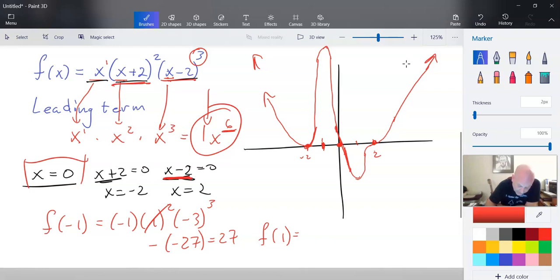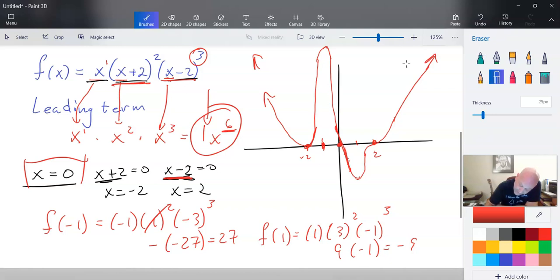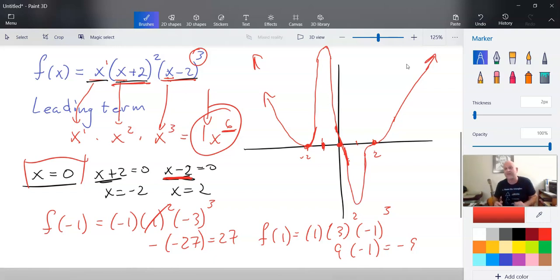No, it's not. Let me work that out. Okay. So it'd be 1 times 3 squared times negative 1 cubed. Okay, so this gives me 9. That one makes it a negative 1, so I get negative 9. So that's actually not nearly as bad as the 27, but we get the idea. This thing will go down to 9 and turn around before it does all that.